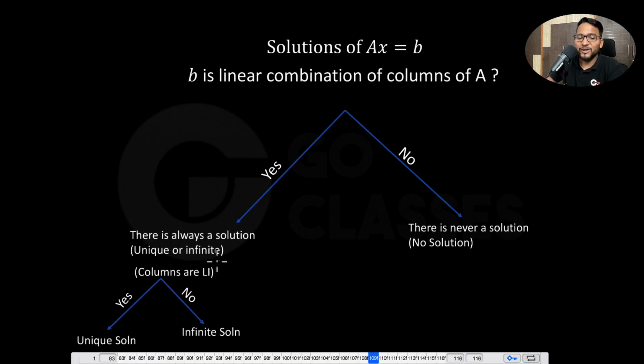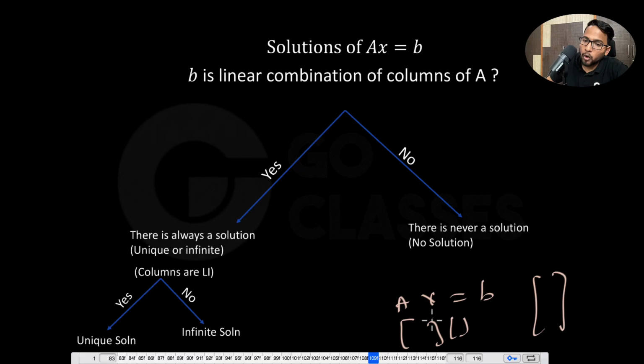So now if I ask you whether the solution is unique or infinite, you will say that if the columns are linearly independent, then the solution is unique. If the columns are not linearly independent, then there are infinite solutions. If this B is a linear combination of columns of A, then you always have the solution first of all. But now the question is, do you have multiple solutions or just one solution? It will depend whether these columns of A are linearly independent or linearly dependent. If linearly independent, then unique solution, and vice versa. Unique solution means linearly independent, and infinite solution means linearly dependent.